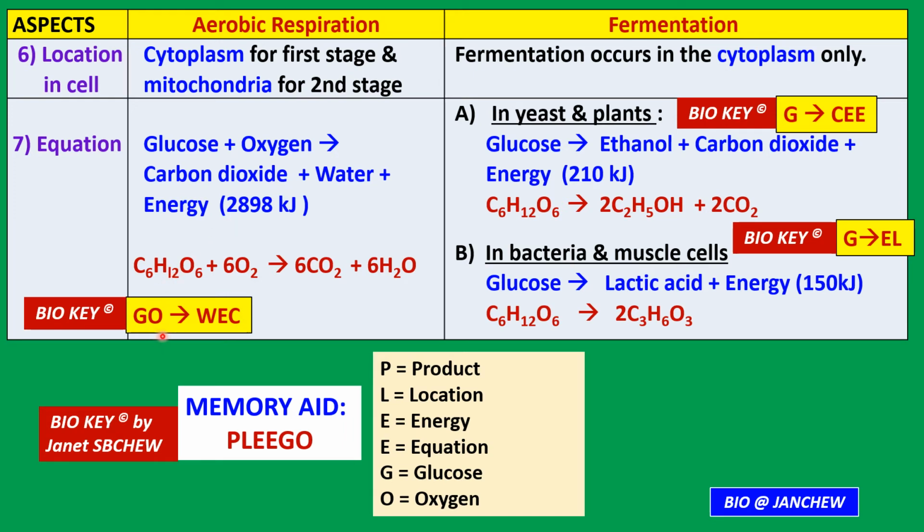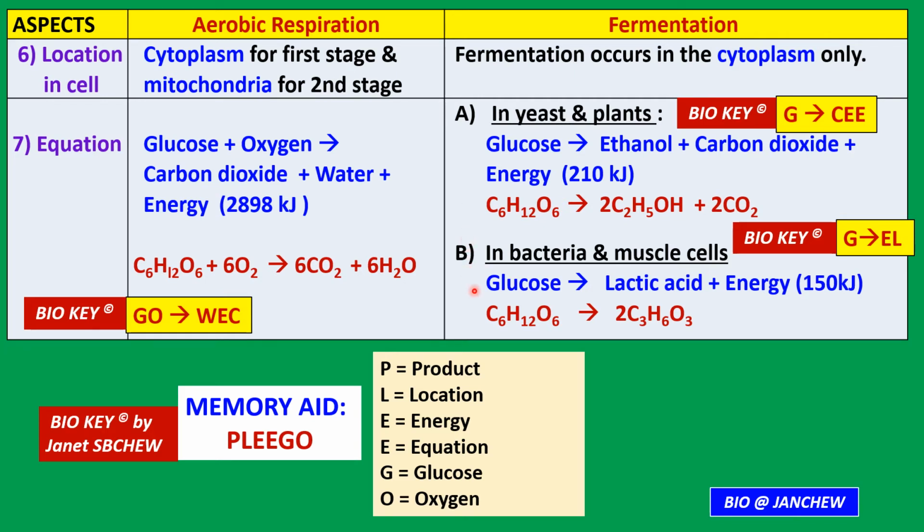G, glucose; O, oxygen; W, water; E, energy; C, carbon dioxide. So it's very easy to recall and write down the word equation. Now for yeast and plants, GEC. So glucose produces ethanol, carbon dioxide, and energy, 210 kilojoules.